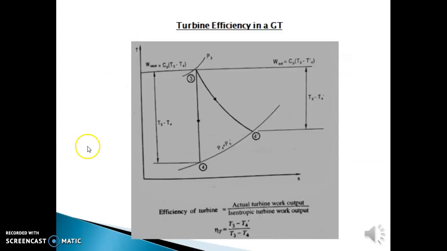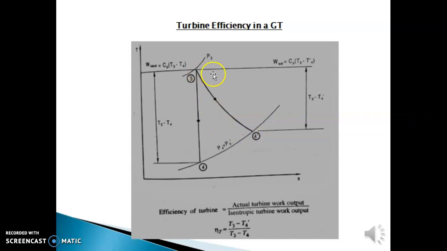Now we go on to another performance parameter, which is the turbine efficiency. While analyzing the closed cycle, we assumed that the expansion process taking place inside the turbine was isentropic, but in the real case, it deviates from isentropic behavior. As you can see, 3 to 4 is the isentropic expansion process taking place inside the turbine, but the actual expansion process is 3 to 4 dash. So the endpoint 4 dash has a higher entropy compared to 4. That is, 3 to 4 dash is the actual expansion process taking place inside the turbine.